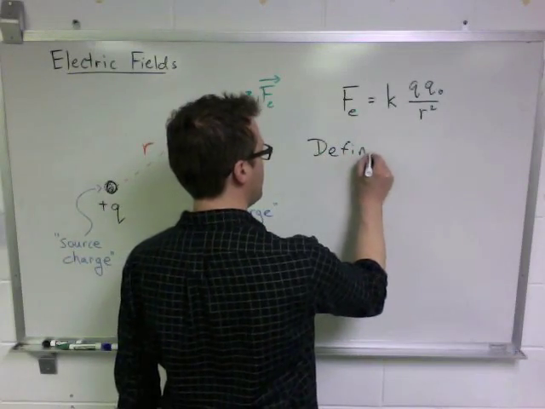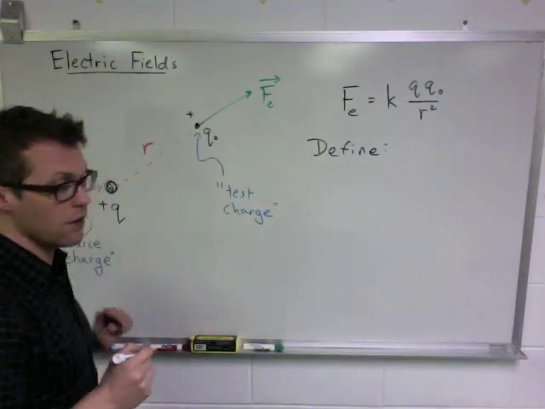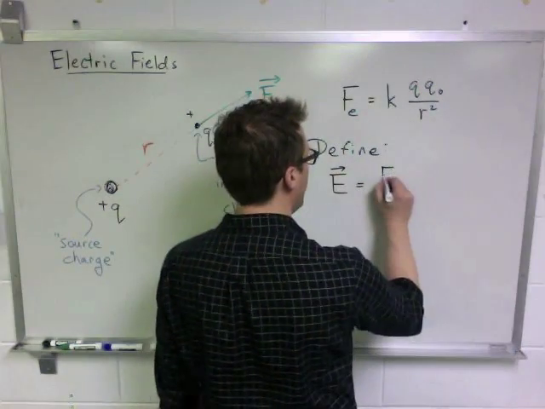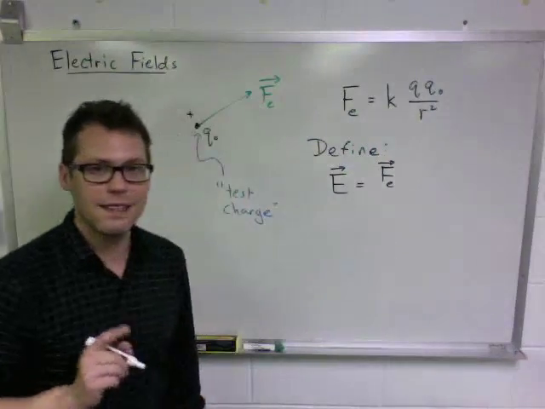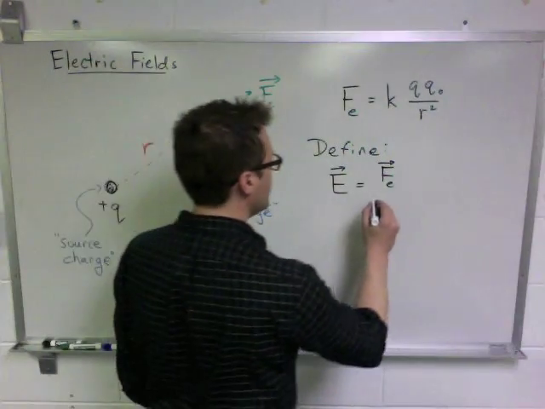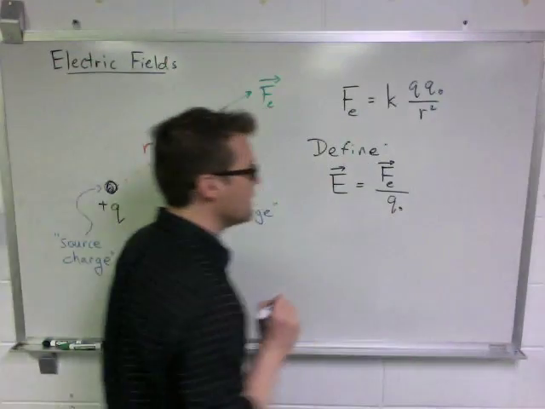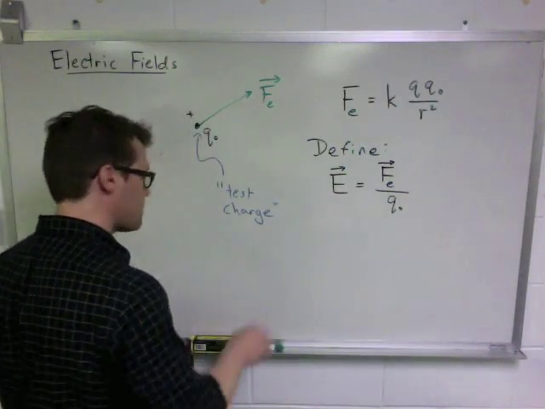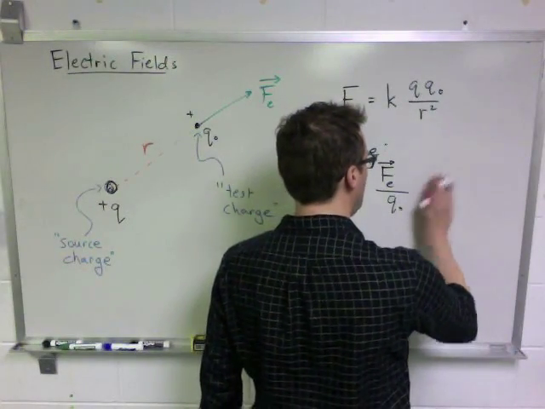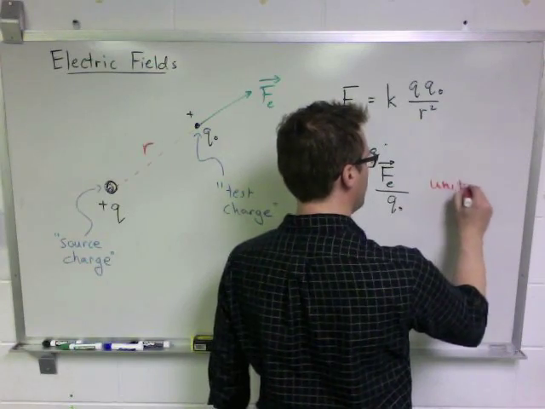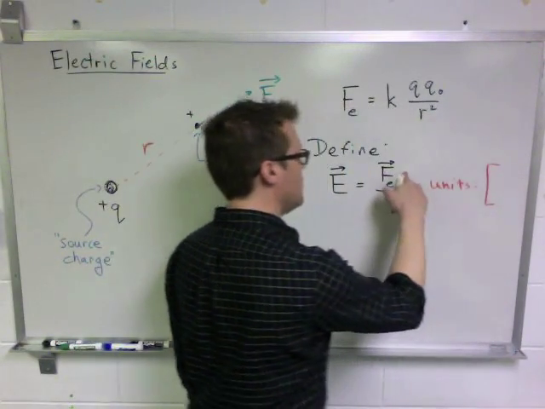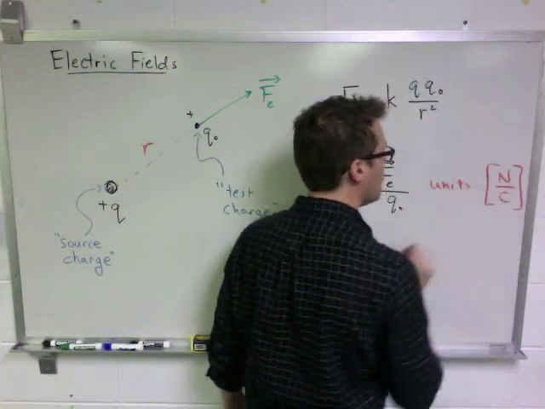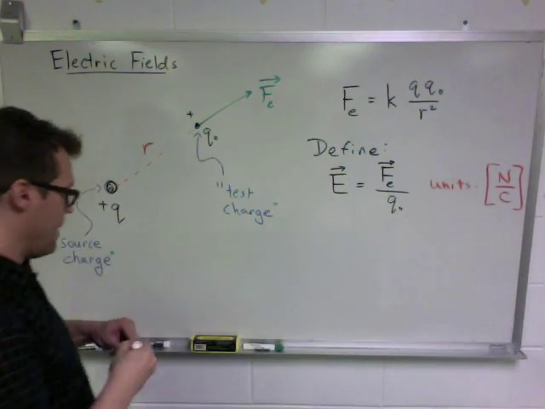Now I'm going to define a new concept at this point. I'm going to define something called the electric field at this point right here. So I'm going to define it to be the electric force felt by the test charge divided by the magnitude of the test charge. Okay, that's my definition for electric field. Right away you can get a sense of what the units are going to be for this thing. The units are going to be, in SI units, force is in newtons, charge is in coulombs, so an electric field has units newtons per coulomb.